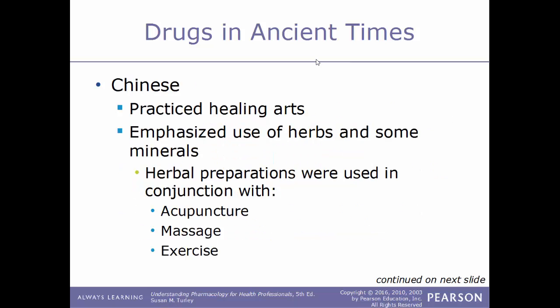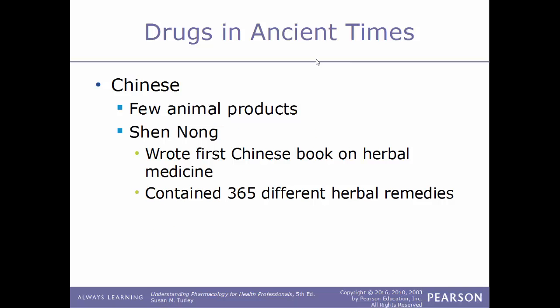The Chinese practiced healing arts, and they emphasized the use of herbs and also some minerals. These herbal preparations were used in conjunction with massage and exercise and acupuncture. The ancient Chinese used few animal products. They focused on herbs more than anything else. Probably the most well-known pioneer of herbal medicine in ancient Chinese culture was Shen Nong, and he wrote the very first book on herbal medicine. This book contained 365 different herbal remedies.